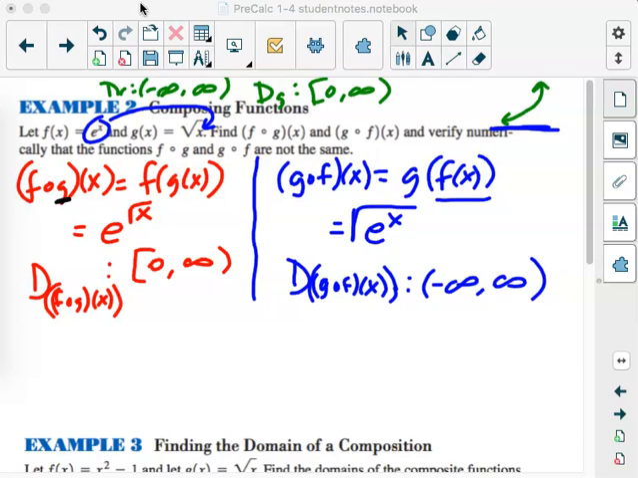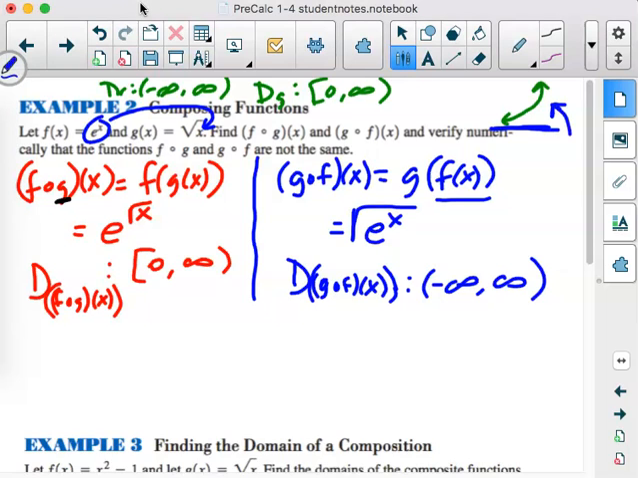And sometimes this makes students a little nervous because they're looking at that and saying, well, is the square root of e to the x ever going to come out to be negative? And again, use the graph to remind you that it's not going to happen. So negative infinity to infinity, the input was f of x, that was f of x's domain, and that's what we use.